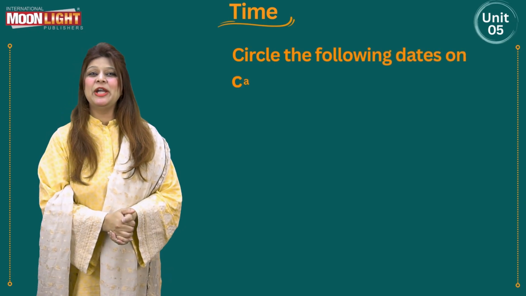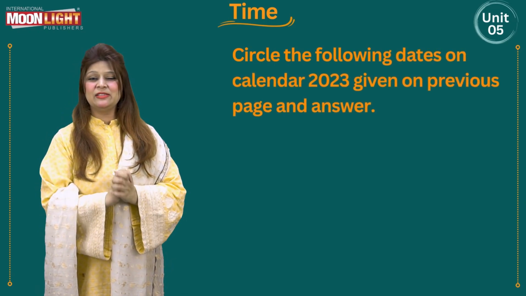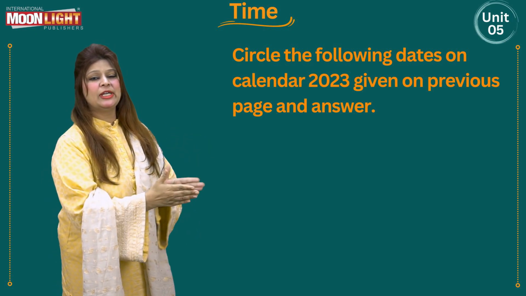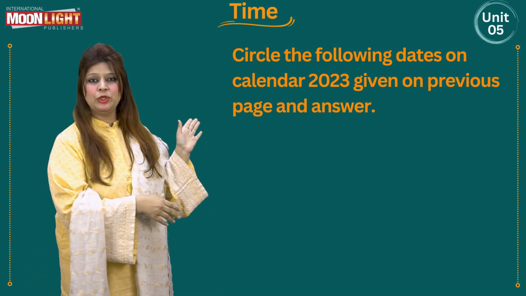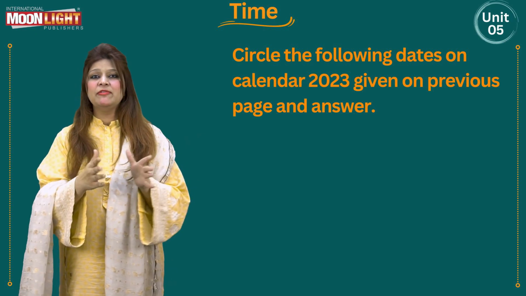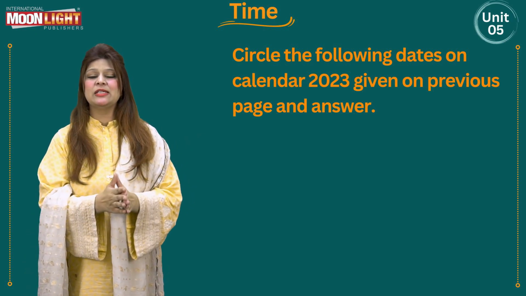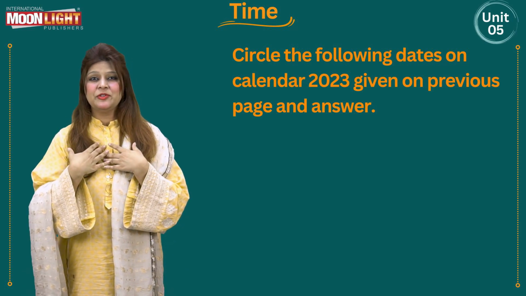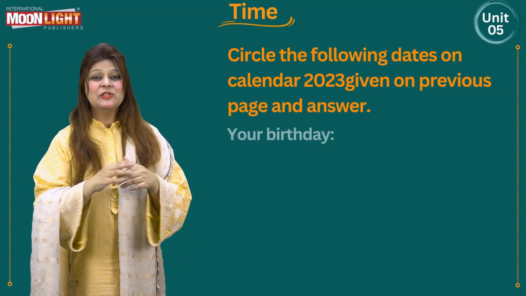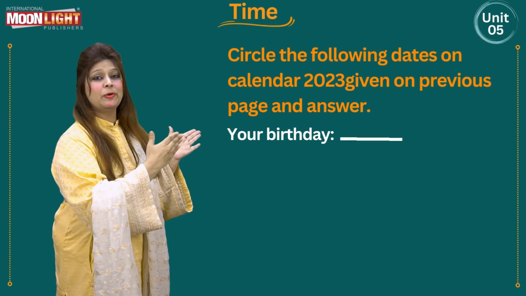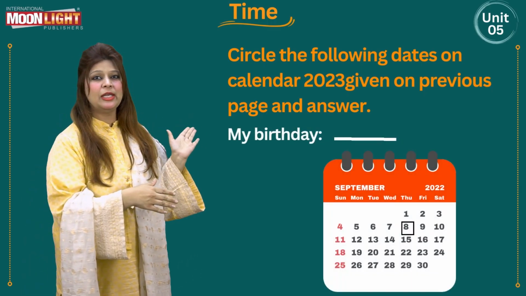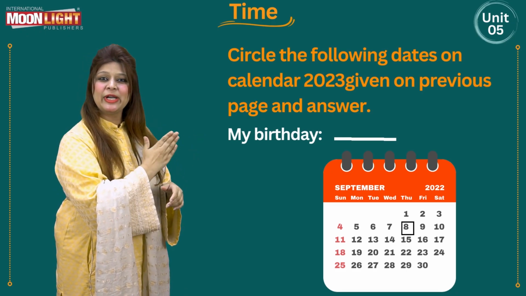Now, I have a very interesting example. Please check this out. Circle the following dates on the 2023 calendar, which I have shown you on the previous page. Considering me, I am a student, so I am going to answer with my birthday. My birthday is on 8th September, so I am going to circle it right over here.